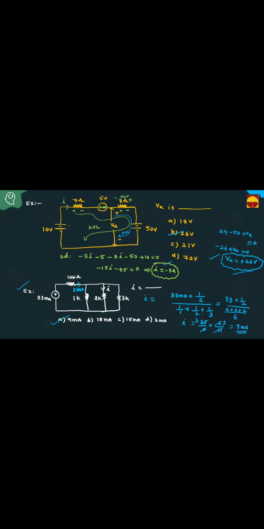Very simple, sir. If more number of parallel, current division rule. If two resistors are there, you take opposite resistors. If more number of resistors are there, simply you can do like this. If you want that current, total current into 1 by that resistance, divided by 1 by R1 plus 1 by R2 plus 1 by R3. Please go through how to apply current division rule. I have given the formulas. Then 9 milliamperes is the right answer.